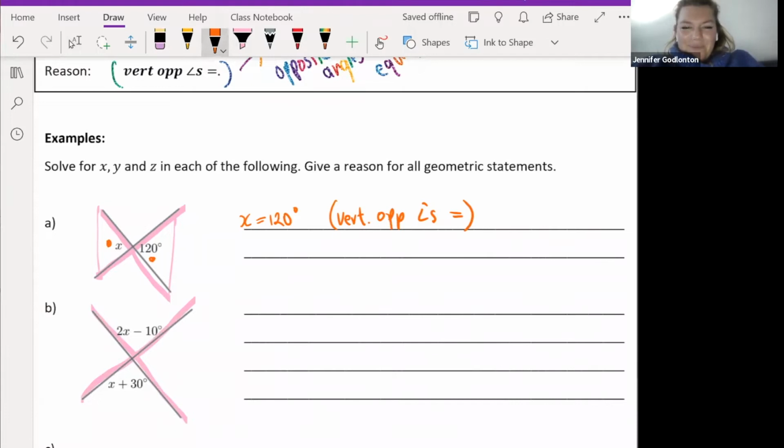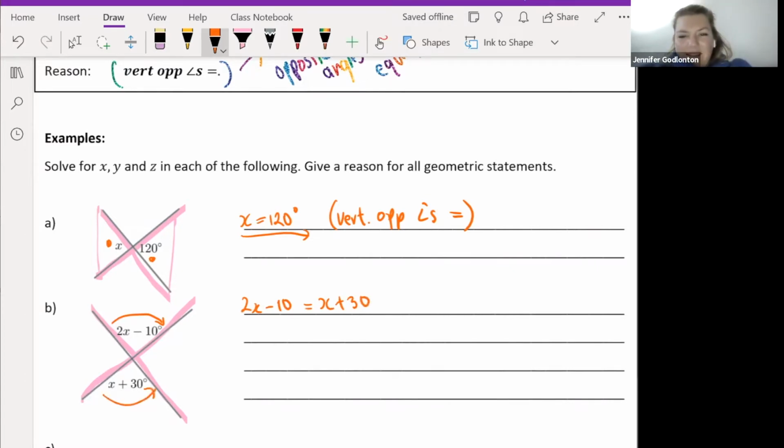So we found out that x equals 120, right? Are you talking about A? Yeah. Oh wait, should I do B? Yeah, A's finished, that's the answer. Okay, so for B you're going to write your formula. So you're going to write 2x minus 10 equals x plus 30. 100%. Good. What's my reason?